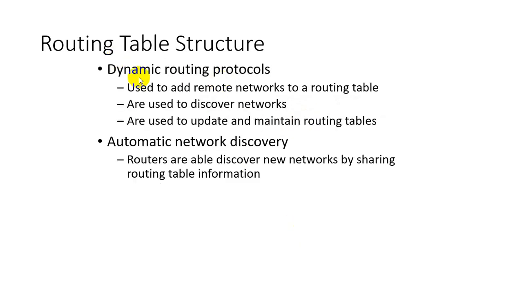So the routing table structure basically consists of dynamic routing protocols, which are used to add remote networks to a routing table and also used to discover networks. Routing protocols also discover networks and are used to update and maintain routing tables. Automatic network discovery: routers are able to discover new networks by sharing routing table information. So in a dynamic routing protocol, the routers share the routing table information through which they will update their routing tables, and in that case they will have destination IP addresses, next-hop IP addresses, and the exit interface as well.